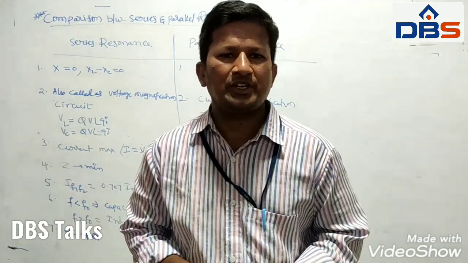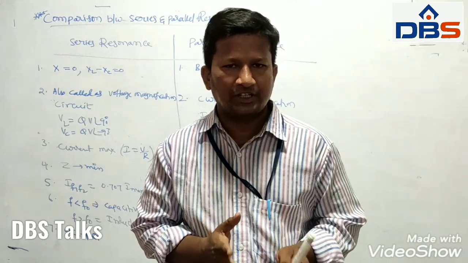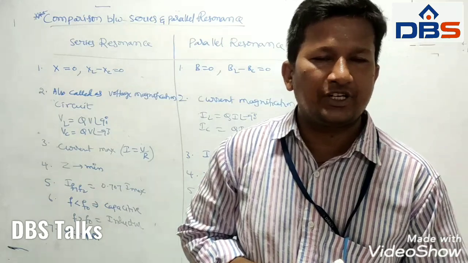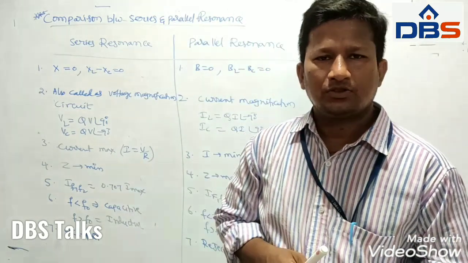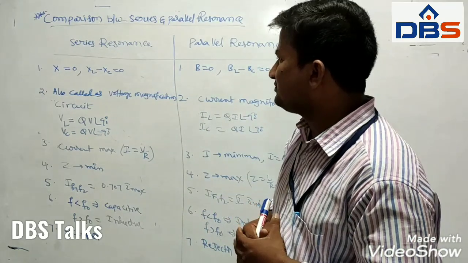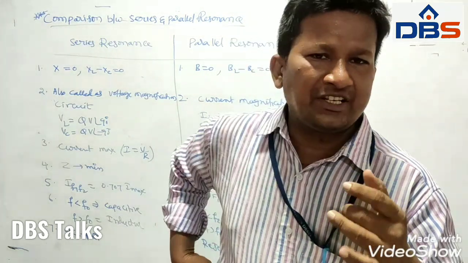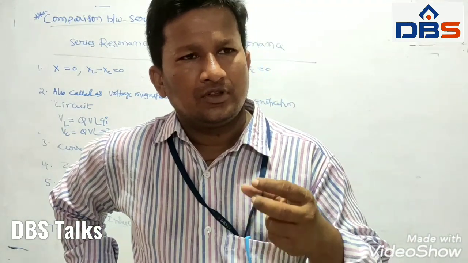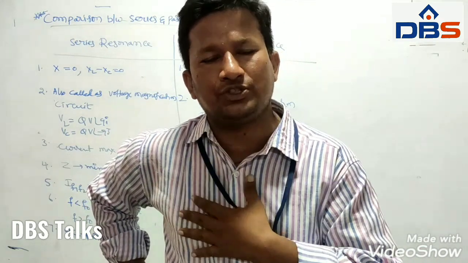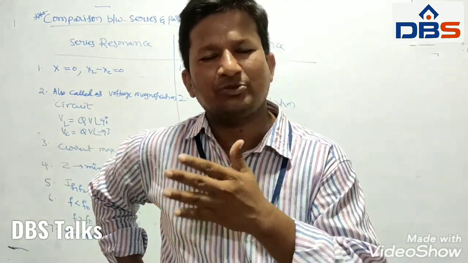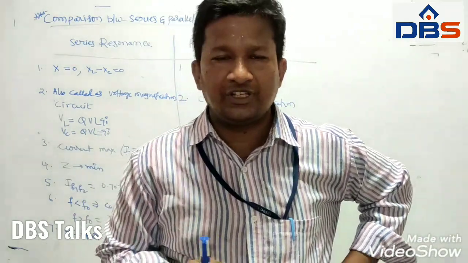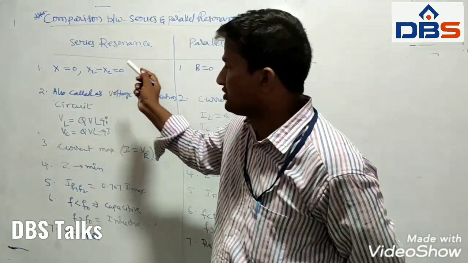Last topic of the series resonance and parallel resonance topic circuit. So comparison between series and parallel resonance, most important. So what is the difference between the series and parallel resonance? Generally, what is meant by series resonance circuit? The resonance occurred when net reactance must be equal to 0. That means capital X must be equal to 0. That is, the difference between the inductor and capacitor reactance must be equal to 0. They cancel each other.